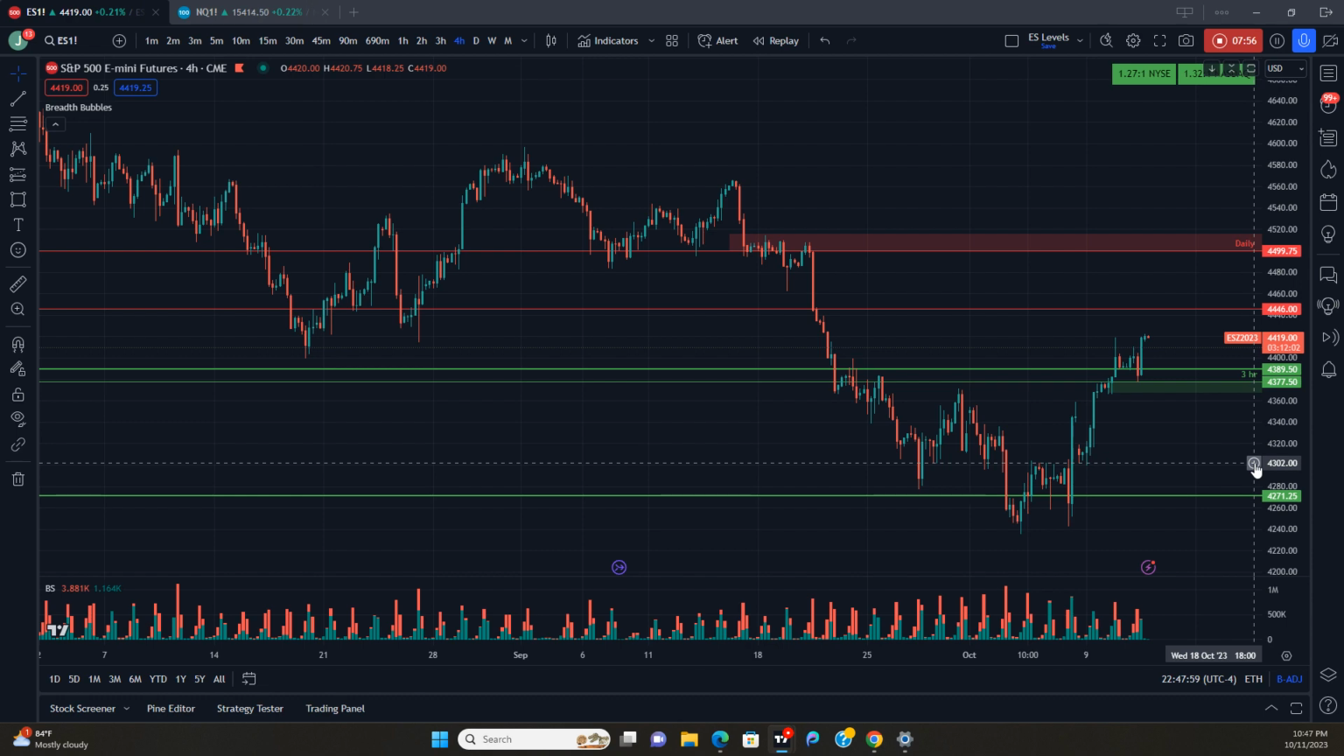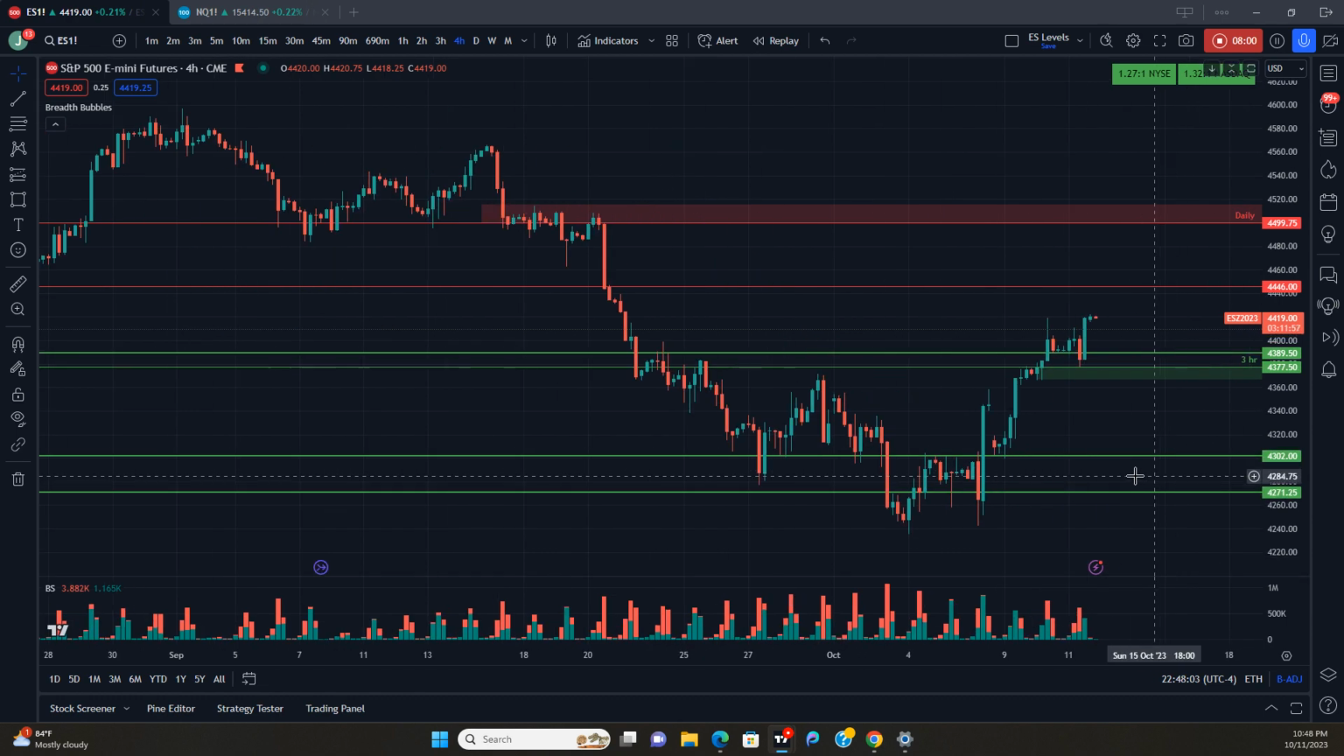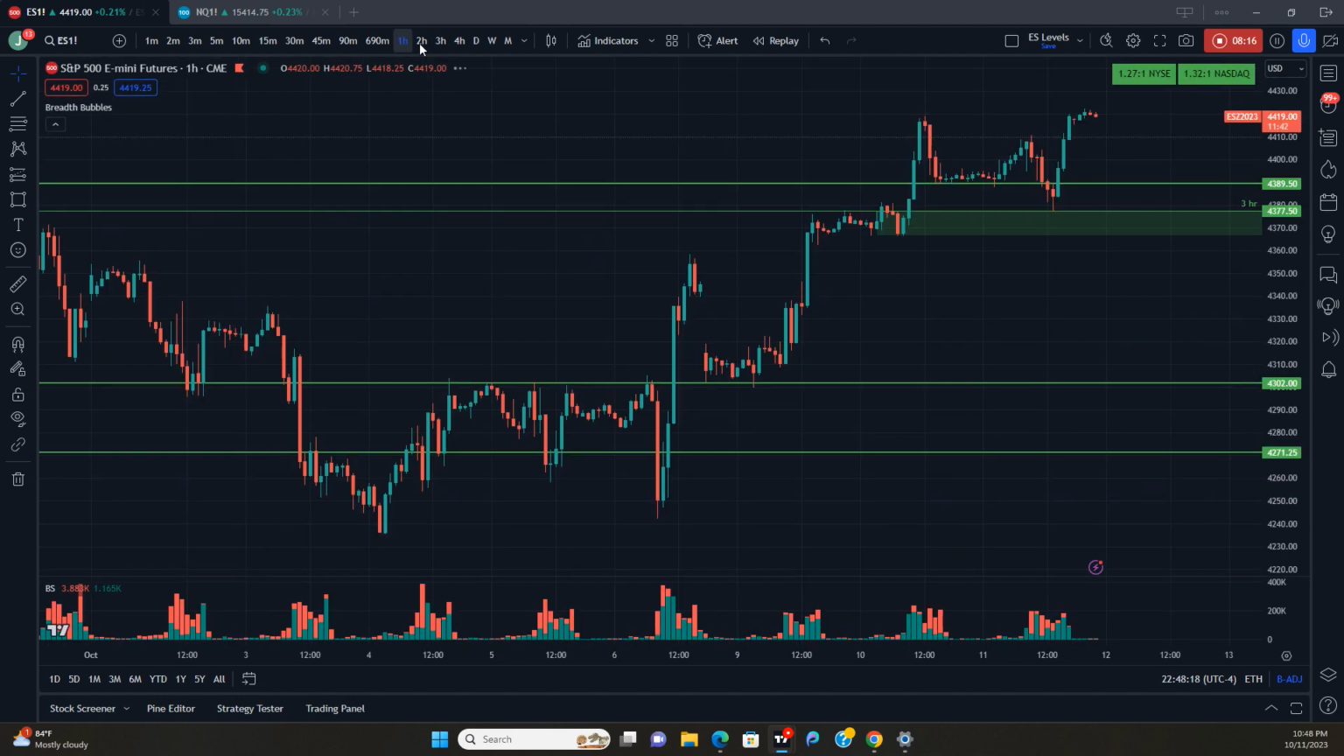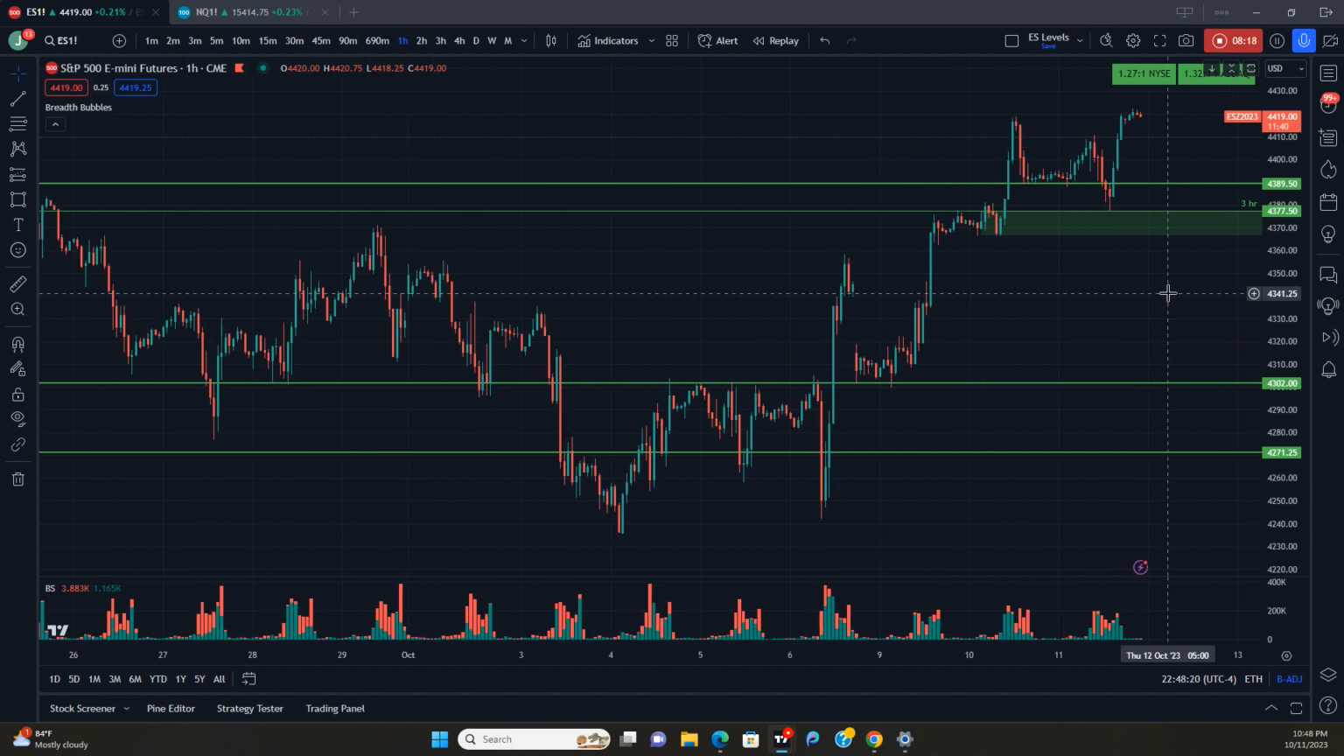So you see 4 hour, we could take another level right here, 4302. I remember this off the top of my head. This was key. It was 4302-ish, 4303 was a big level that worked for the market this week. So I would definitely watch that level. And I would say after 4 hour, go down to 1 hour. And that's pretty much where I found my key levels.